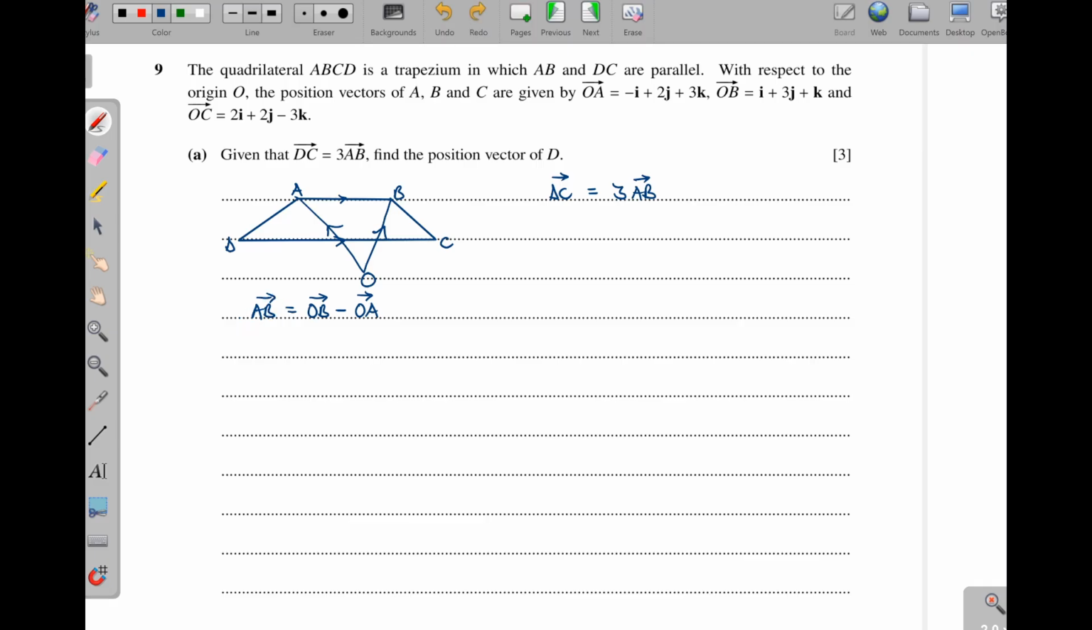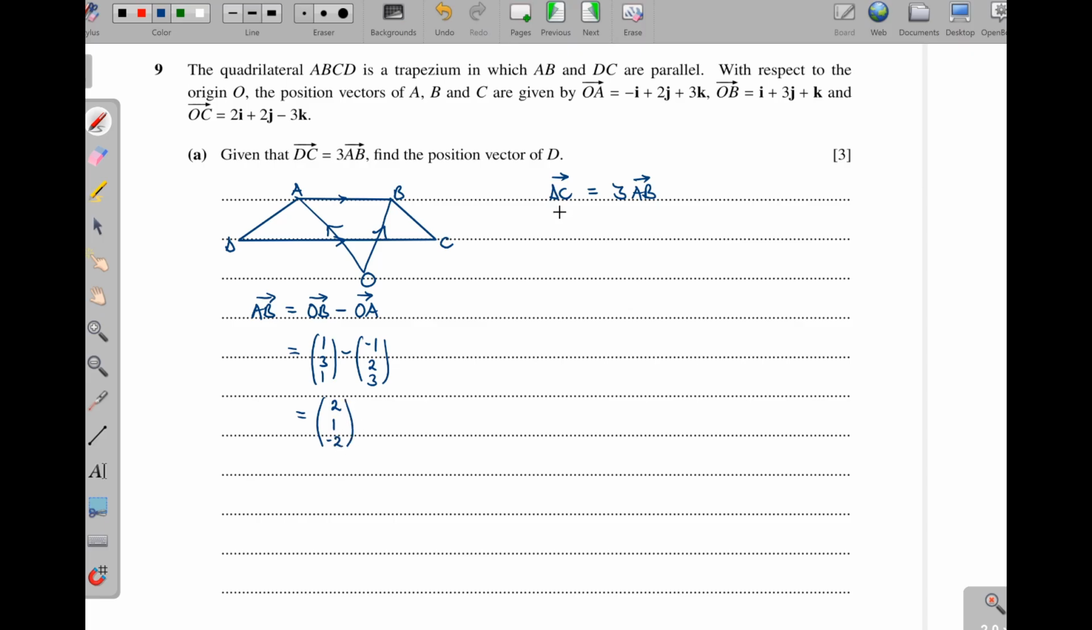Okay, now let us substitute. We have our OB. Right from here is 1, 3, 1. So 1, 3, 1. Then our OA is negative 1, 2, 3. Negative 1, 2, 3. So this one will be 1 minus negative 1. And that will be a 2. Then 3 minus 2, that will be a 1. And then 1 minus 3, that's a negative 2.